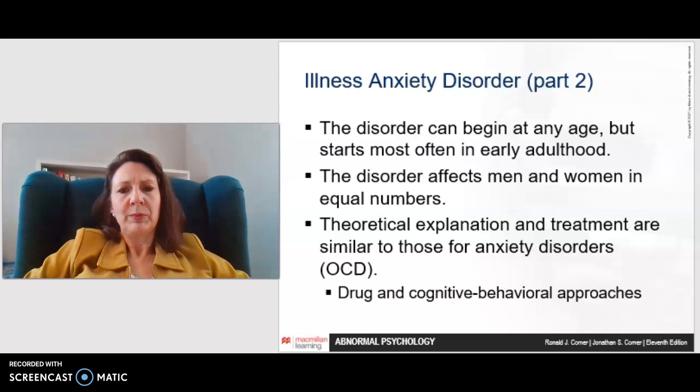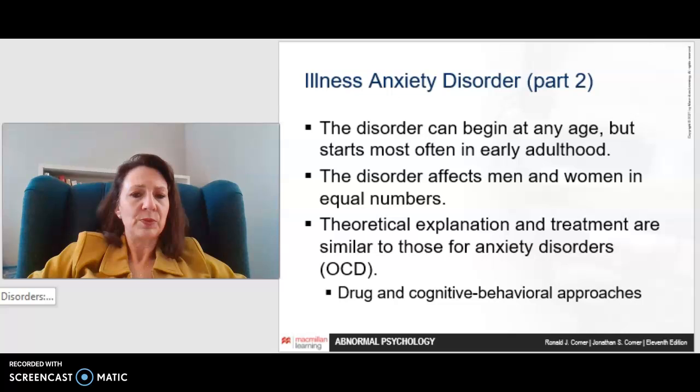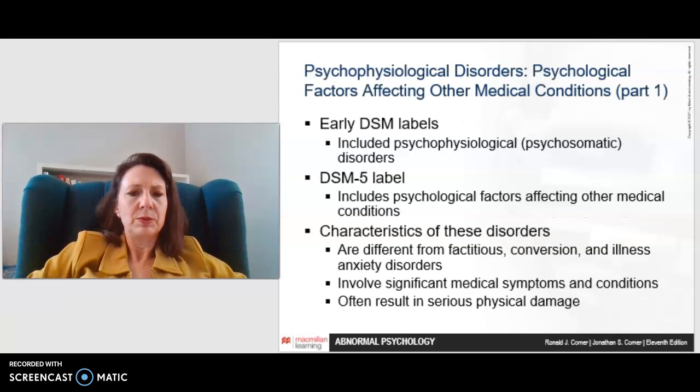Illness anxiety disorder can begin at any age, but starts most often in early adulthood. There's no gender difference. Theoretical explanation and treatment are similar to those for anxiety disorders or OCD. Drug and cognitive behavioral approaches can be used.